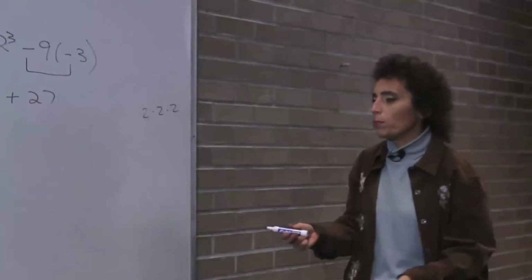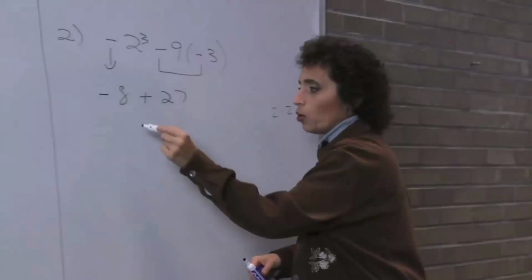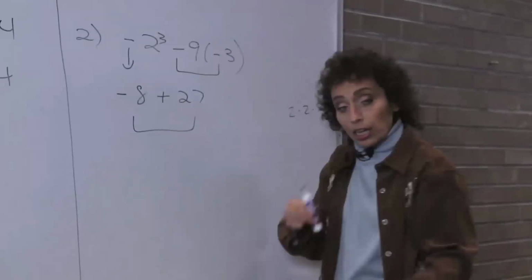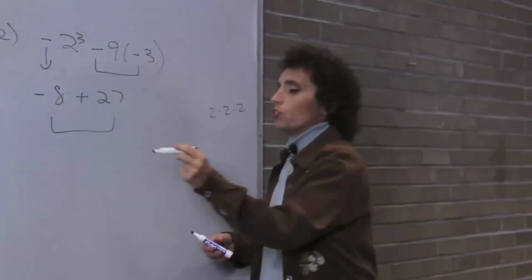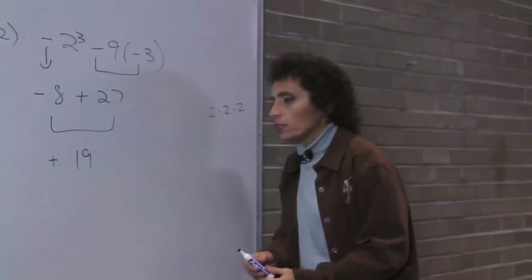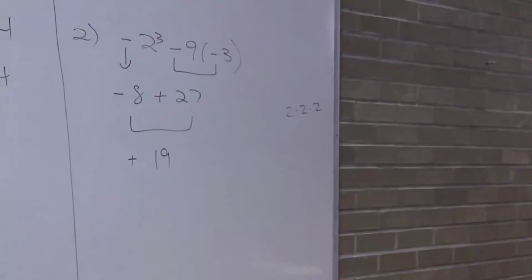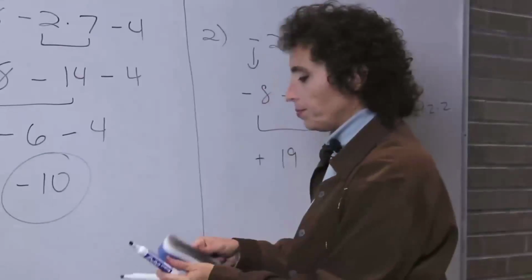Now I'm just going to combine these. And remember, combining could be adding or subtracting, but we're going to think money. I owe you 8, but I have 27. That's good. I only owe you $8. I have 27 bucks. So that means it's going to be positive 19. Okay. That's number 2. We have one more, 3, and then we have one that's a little different.